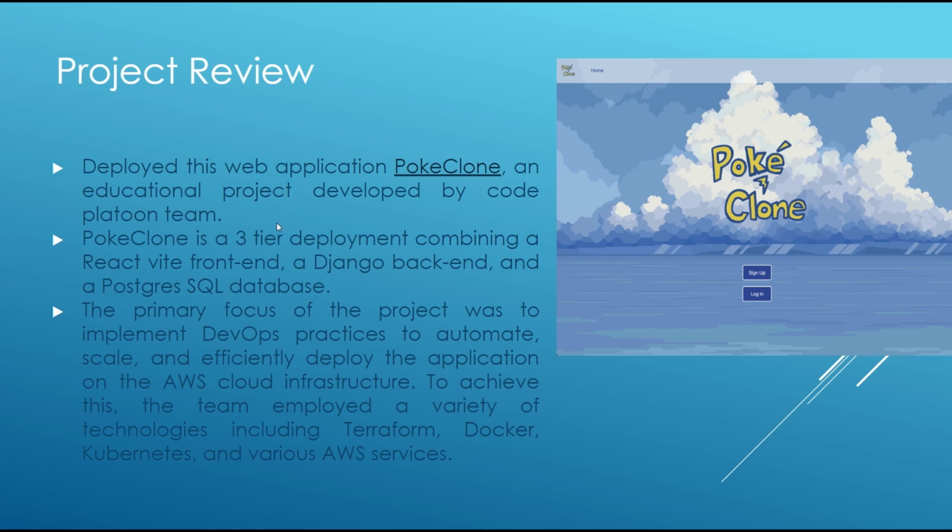Next is a project review. We deployed this web application, Pokeclone, an education project developed by the Platoon team. Pokeclone is a 3-tier deployment, combining a React Vite front-end, a Django backend, and a PostgreSQL database. The focus of this project was to implement DevOps practices to automate, scale, and efficiently deploy the application on AWS cloud infrastructure. To achieve this, our team employed a variety of technologies including Terraform, Docker, Kubernetes, and various AWS services.